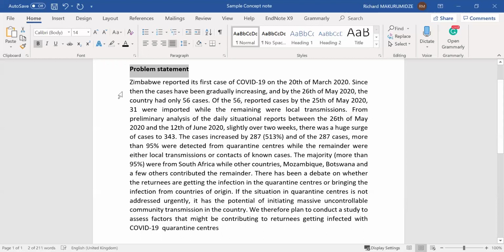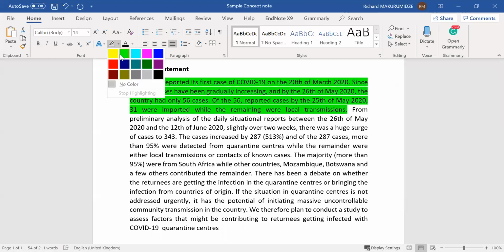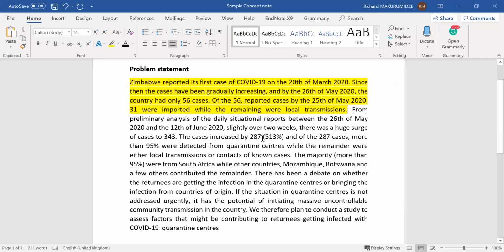So I will discuss parts of this problem statement a little. If you check the first part which I've highlighted, I'll try to see a color which I can highlight it with. Maybe I use yellow. This first part, that's the background. And you don't just start by writing a problem statement without giving a bit of background. So in this first part, we are trying to introduce people to this problem which we are dealing with, which is about coronavirus.